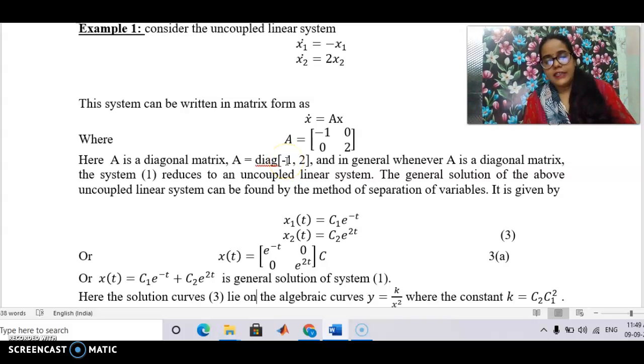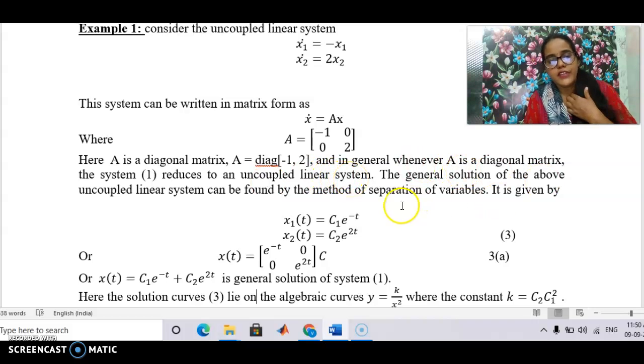A very good way to know whether a system is linear, uncoupled or coupled is this: if the matrix A contains only diagonal elements, it means the system is uncoupled. If the matrix A is not a diagonal matrix, then it is a coupled system. Because the matrix has only diagonal elements, it is an uncoupled system. And in general, whenever matrix A is a diagonal matrix, the system reduces to an uncoupled linear system.